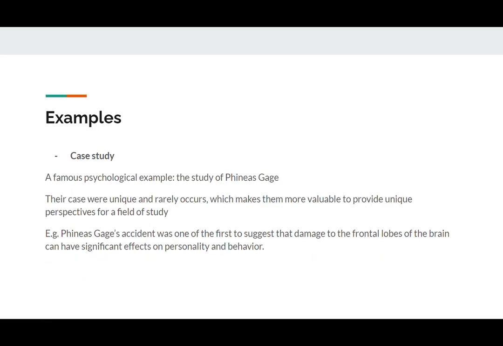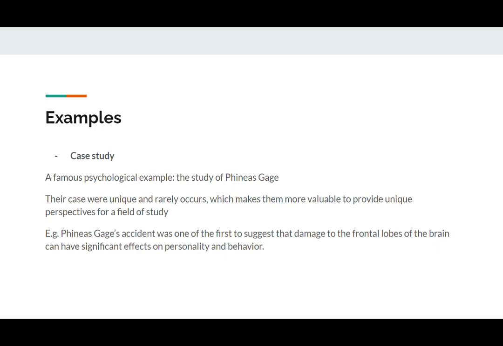Okay, so now here comes a case study. As I mentioned previously, there's a famous psychological case, the accident of Phineas Gage. Here is some basic information about this person. He was a railroad construction foreman who survived a severe brain injury in 1848.